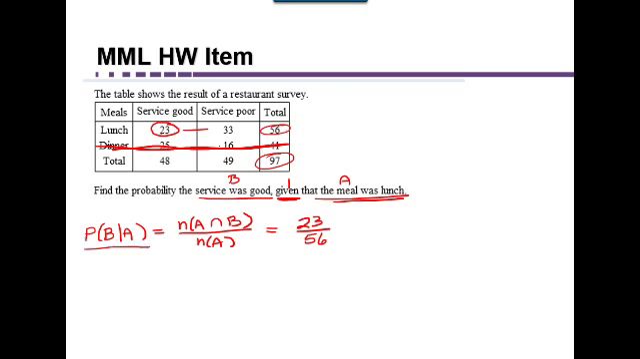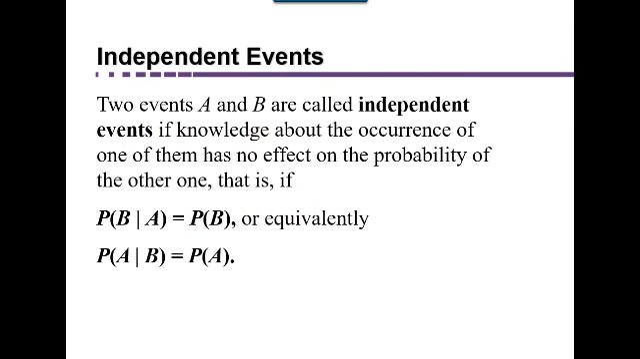Also, the total number of outcomes would have been 97 normally. That's how many total people were surveyed. But since we're only concerned about lunch, that number was reduced to 56. So when you have a conditional probability, it's going to reduce your favorable and sometimes both your favorable and your total number of outcomes, but definitely at least one of those.